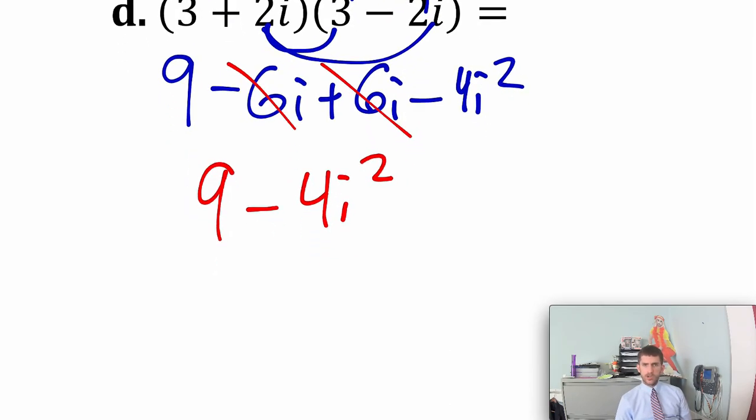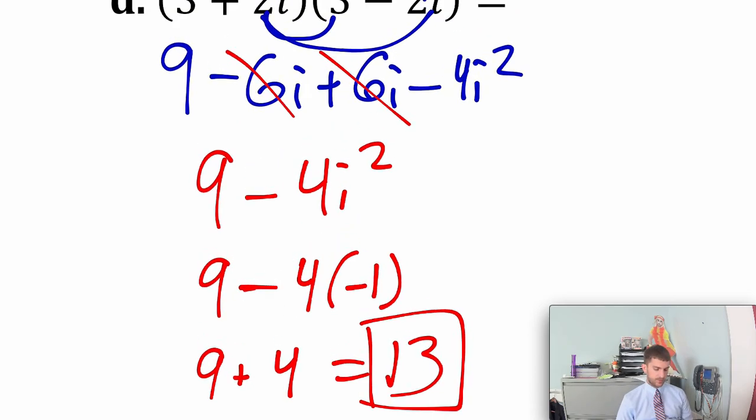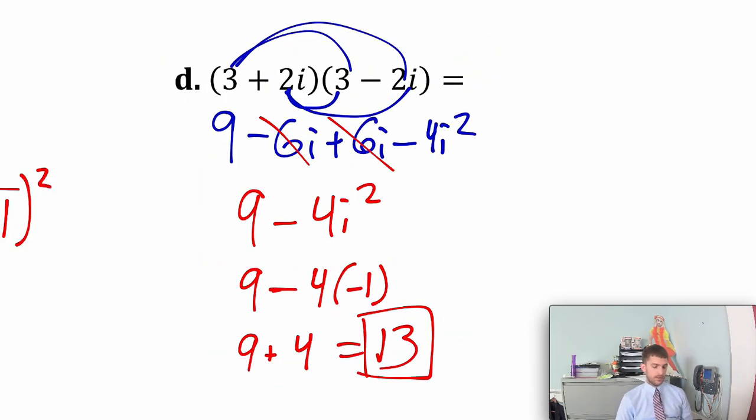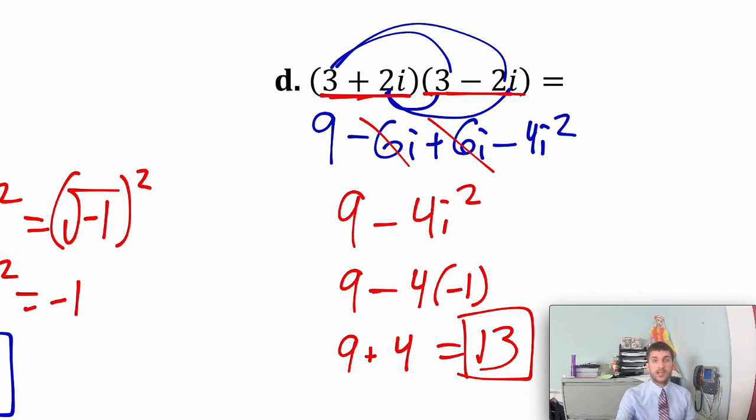But remember, just a minute ago, we said i squared was equal to negative 1, so we'll have 9 minus 4 times negative 1. Well, 4 times negative 1 is negative 4, so we have 9 plus 4. We get lucky number 13. So our final answer after we multiply those two numbers is 13. Taking a look at those, going back to one of our definitions, 3 plus 2i, 3 minus 2i, those are complex conjugates of each other.